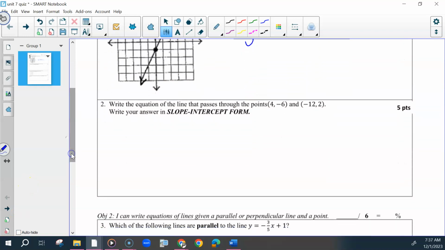And then for the second one, you had to first find the slope. So you can put minus negative 6 or plus 6, it didn't matter, over negative 12 minus 4. Some of you changed this to plus, so be careful there. That was not plus. So that would have been 8 over negative 16, which would have simplified to negative 1/2.